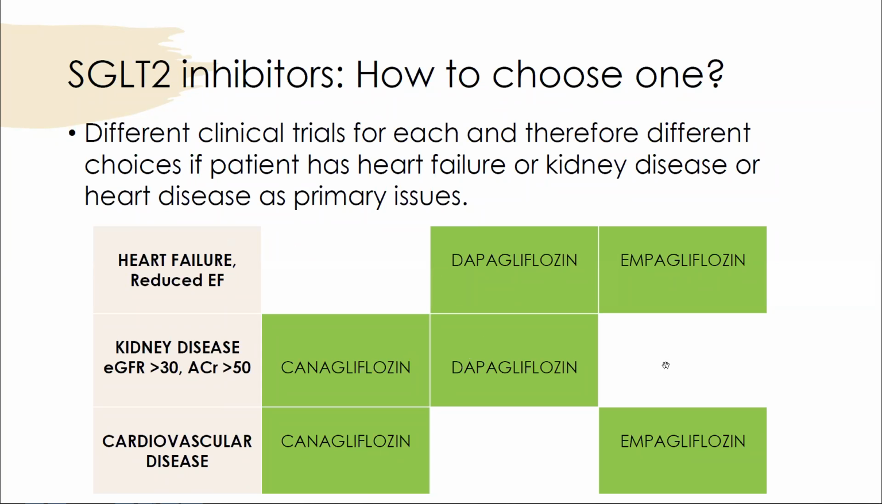For EMPA, we're not going to have the answers for a couple of years. For heart failure, DAPA and EMPA were studied. For cardiovascular disease, CANA and EMPA have better evidence. So there's really a difference across the board, but you can see that there are 2 of the 3 agents in any given population, and our patients are often in 2 of these 3 populations, or even 3 of 3 for some of them. So you could really get away with choosing whichever one you want.